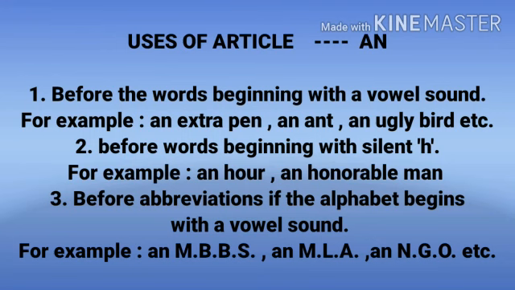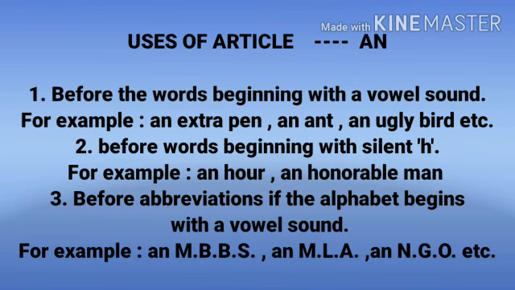Now we have some more rules regarding the use of article an. First one, before words beginning with a vowel sound. For example, an extra pen, an ant, an ugly bird, etc. Point number 2, before words beginning with silent H, where the sound of H is silent. For example, an hour, an honorable man, etc.